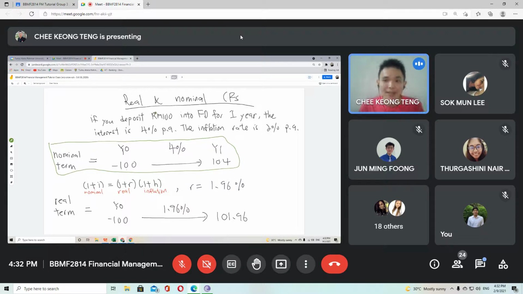Okay, then what is real cash flow or real rate? Real term means that I am referring to the purchasing power, not the nominal notes that you receive or pay. I'm referring to the purchasing power. Is my purchasing power increasing? So this one excludes the inflation. I'm looking only at the purchasing power. So this one will be the example.